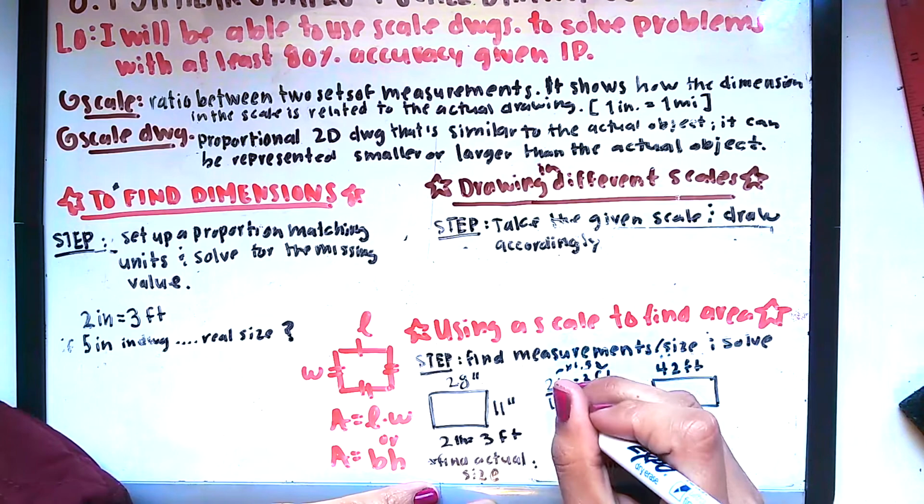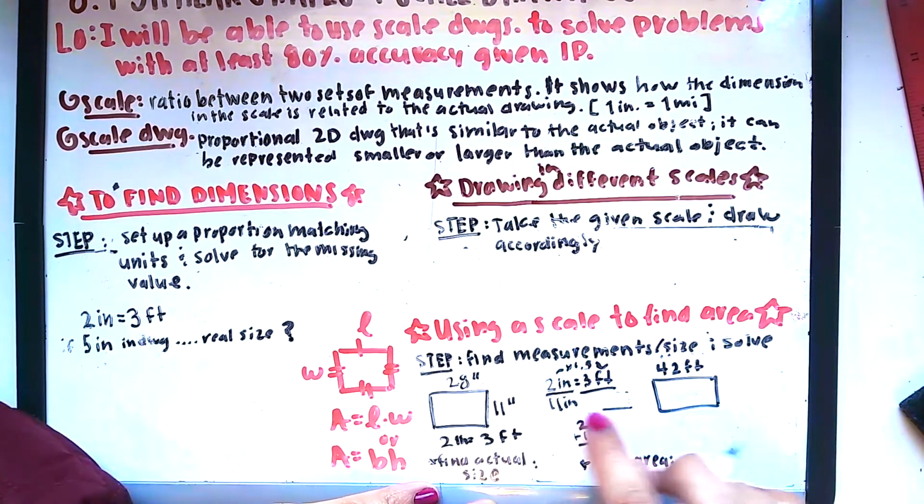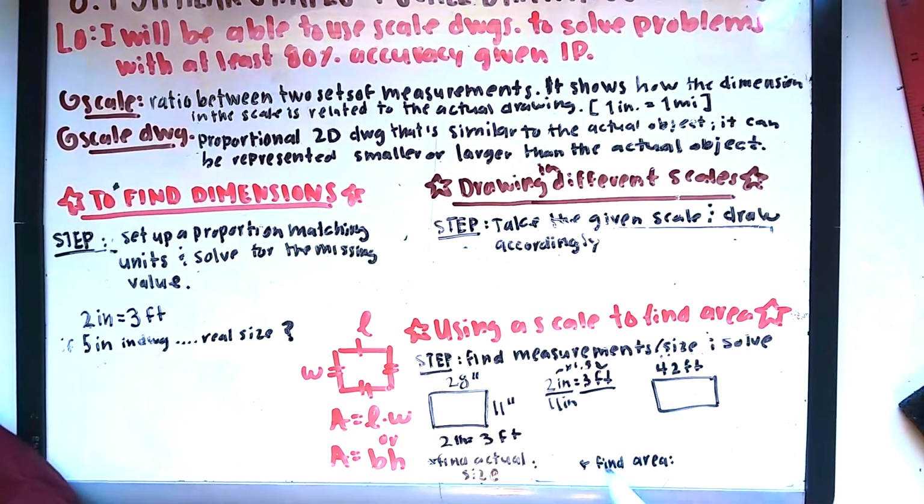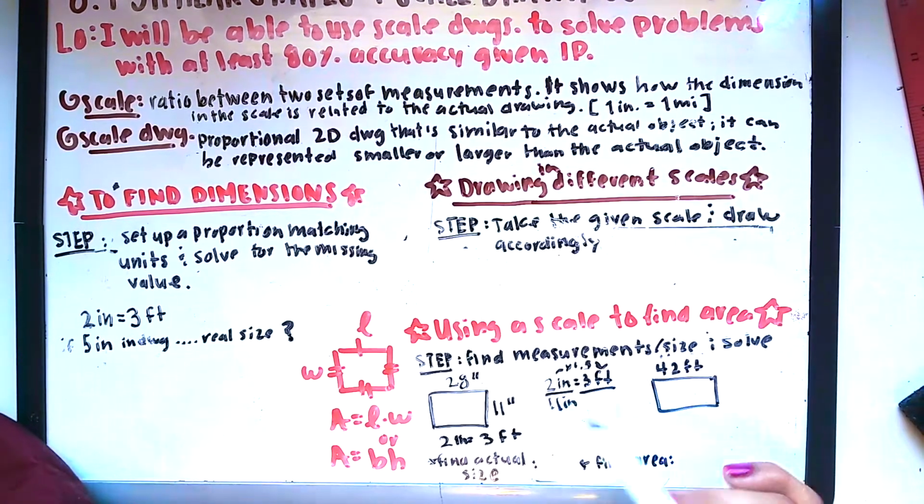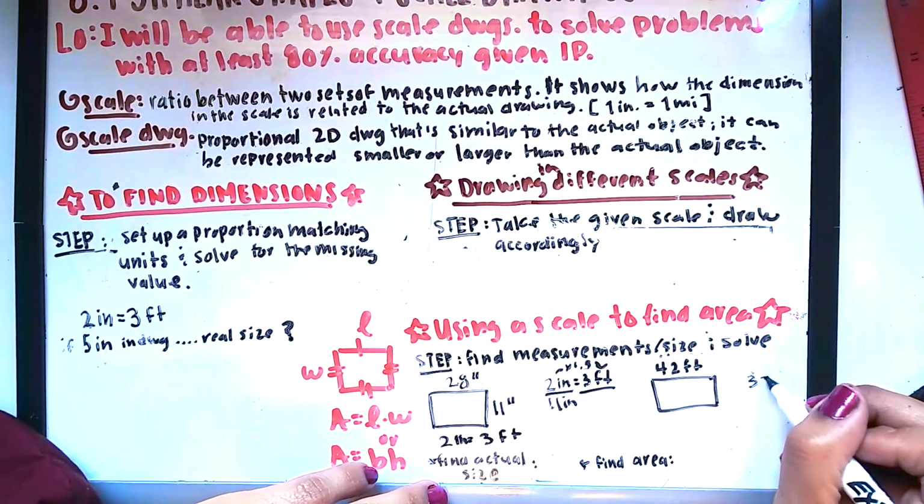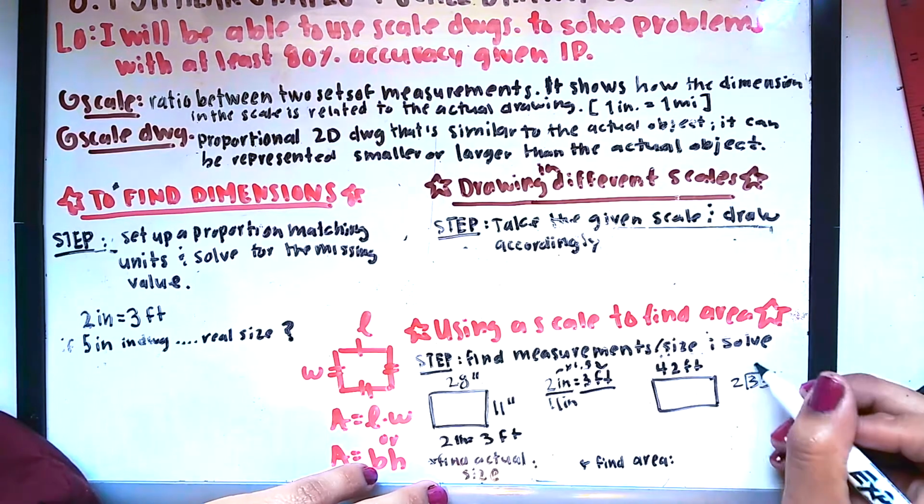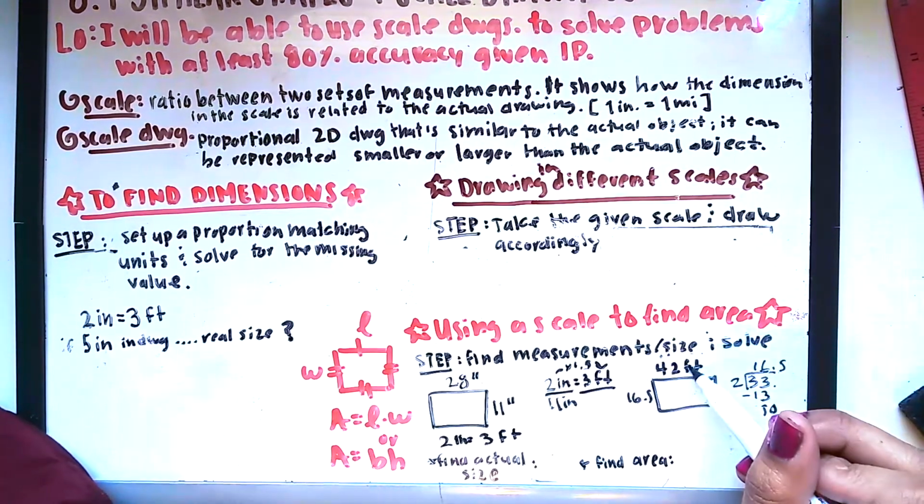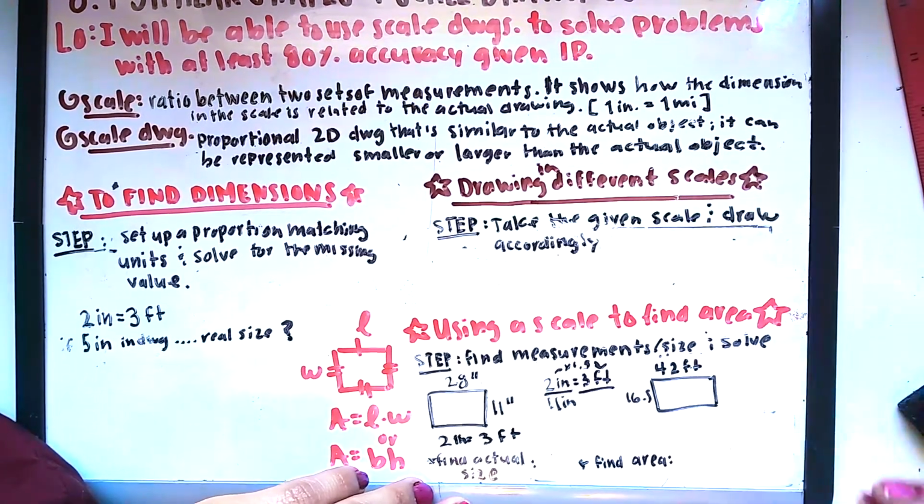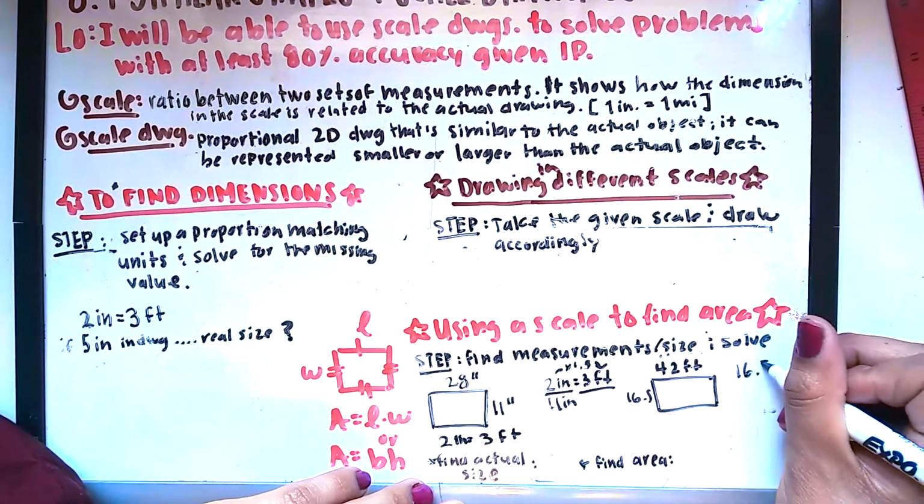So 11 goes right here. Again, I can do the multiplication factor, which is 1.5. But if not, then you can do the butterfly effect. So 3 times 11, that's 33. And then you divide it by 2, which is 16.5. And to find area, I have to multiply length times width. So I'm going to multiply 16.5 times 42.